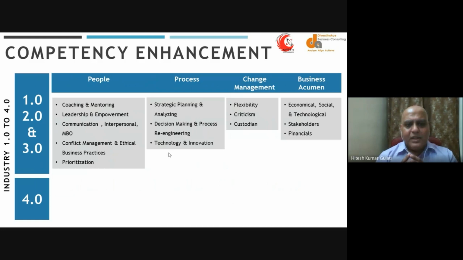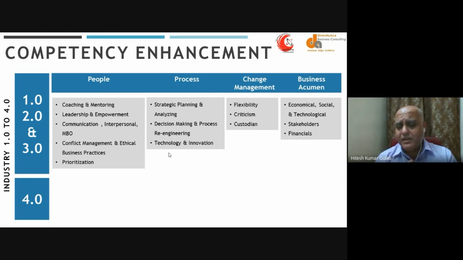So talking about the competencies which leaders had till Industrial Revolution 3, in terms of people competencies, it was coaching and mentoring, leadership and empowerment, communication, interpersonal skills and management by objectives, conflict management and ethical business practices, and prioritization. In terms of processes, it was very important for leaders to have strategic planning and analyzing, decision-making and process engineering competencies, and those related to technology and innovation. And in terms of change management, it was flexibility and constructive criticism.